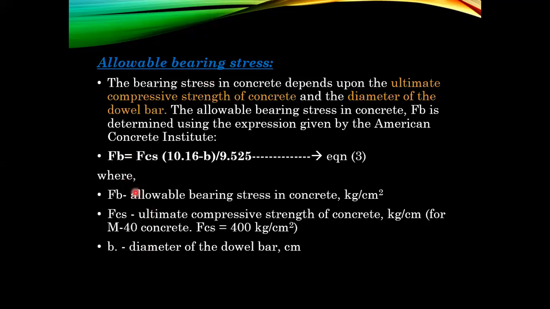And this FB means allowable bearing stress in concrete. FCS means ultimate compressive strength of the concrete, for M40 concrete that is 400 kg per centimeter square. And this B means diameter of the dowel bar. Remember this equation: FB is equal to FCS into 10.16 minus B divided by 9.525.